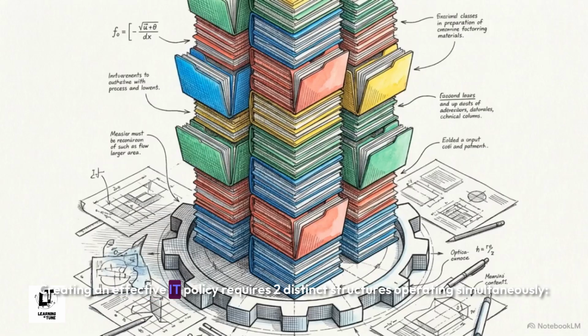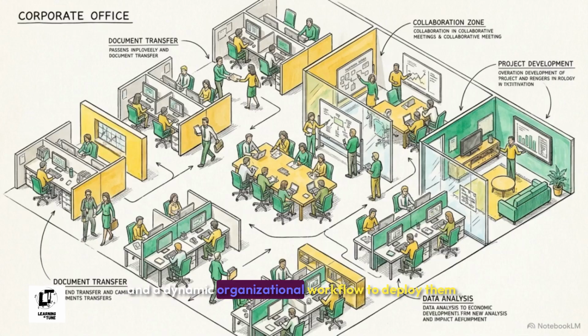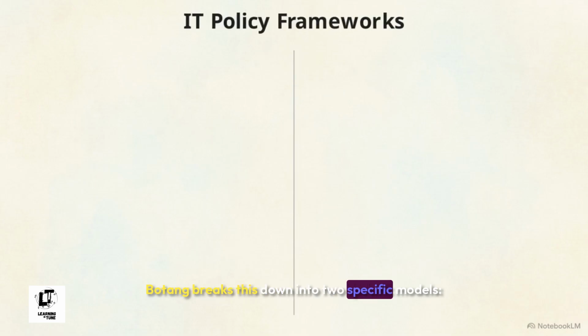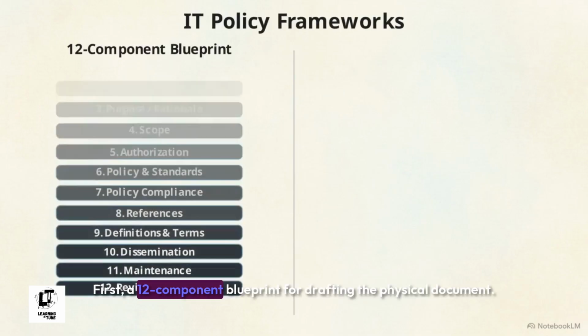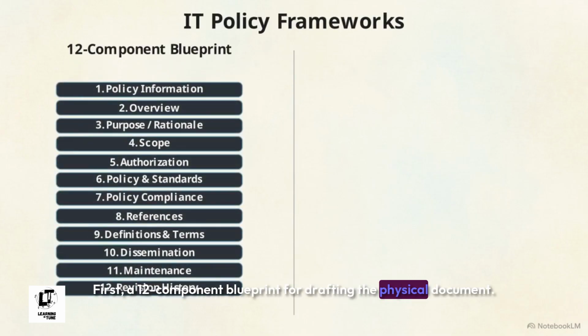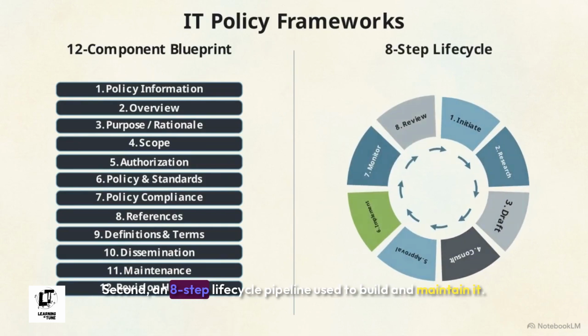Creating an effective IT policy requires two distinct structures operating simultaneously: a rigid document architecture to hold the rules, and a dynamic organizational workflow to deploy them. Boateng breaks this down into two specific models. First, a 12-component blueprint for drafting the physical document. Second, an 8-step lifecycle pipeline used to build and maintain it.